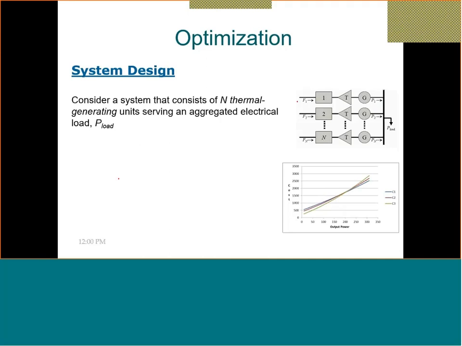Imagine a power system where we have multiple generators. And these generators, all of them are thermal power plants. So they have a function of the output power and the cost. And they are not identical because you will find that some generators are old, some of them are new, some of them use different technologies.